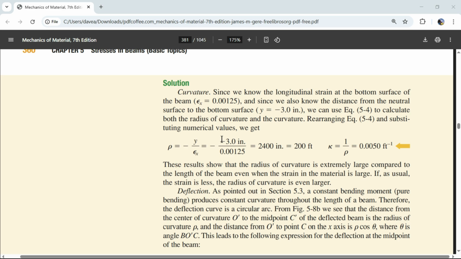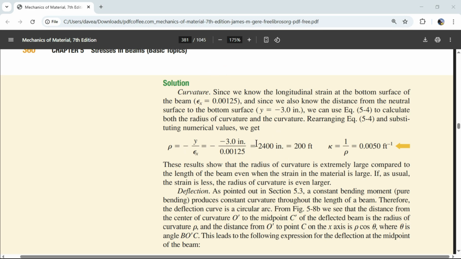So we have negative 3 inches divided by 0.00125. These negatives cancel, and like I said, we get a positive value for rho. That means we have positive curvature. The y-axis is always positive up, and that means our radius is positive up. The center of the circle is up.